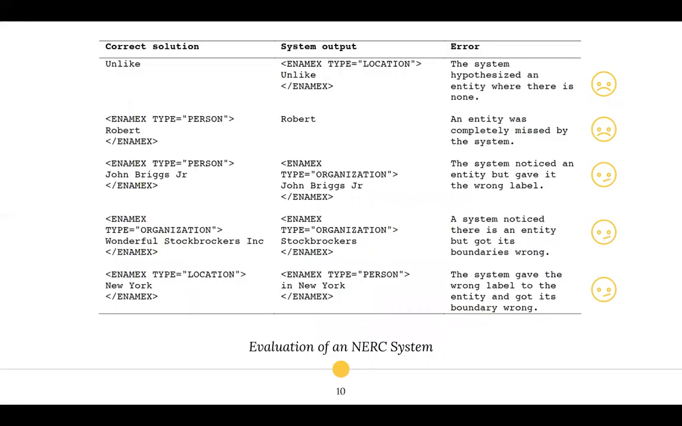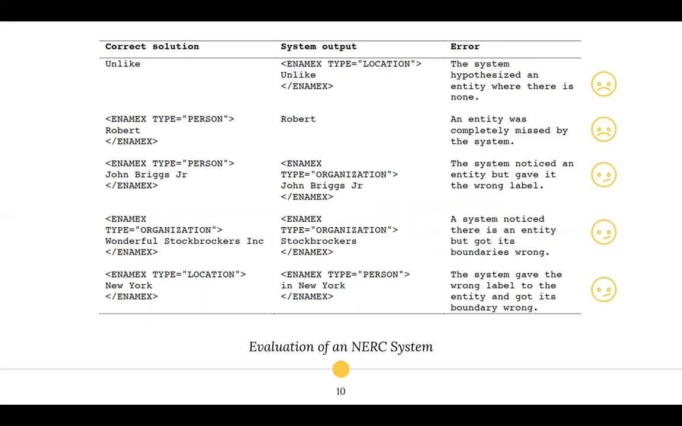So we can see here an example of an evaluation from an NERC system. In the first row, we can see the correct solution. What the system should have identified is the word unlike. Our system incorrectly hypothesized that there was an entity when there is none. So it incorrectly said that there is a location called unlike. The second row is where there is a person named Robert, and our system completely missed this entity. It did not identify that the name Robert was a person.